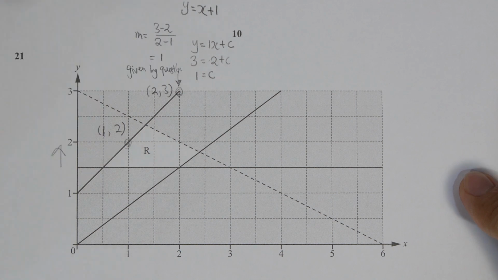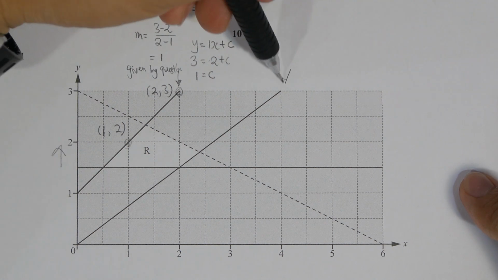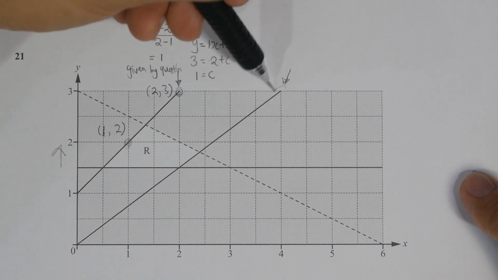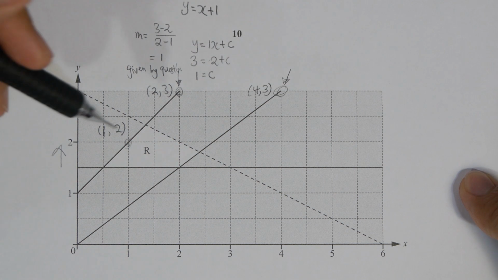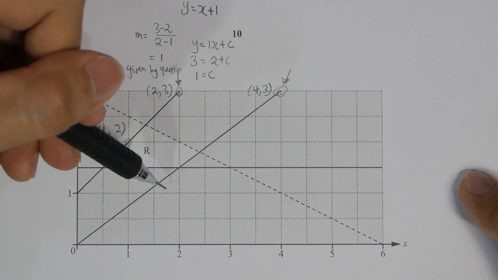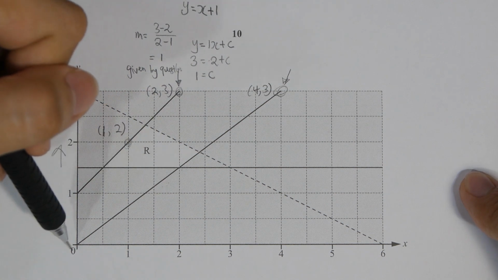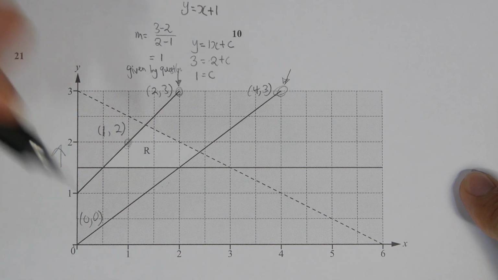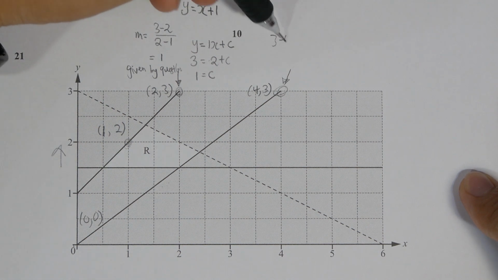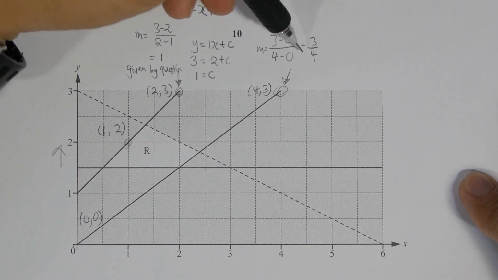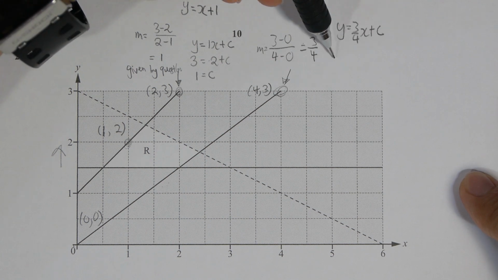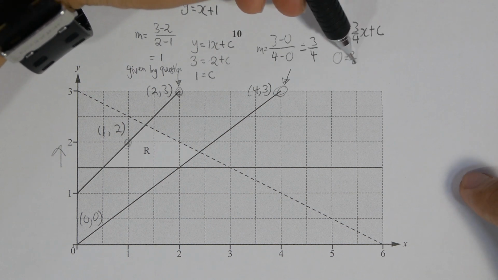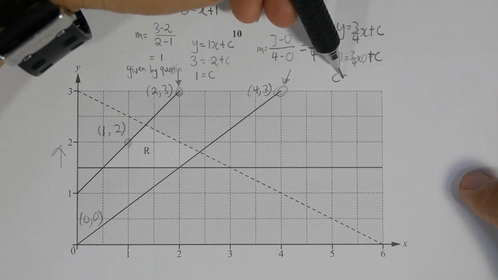Then I move on to the next line. So I've chosen 2 points, which are 4, 3 and 0, 0. And I identified their gradient, which is 3 over 4. So I construct the equation immediately because the y-intercept is actually 0. So the equation will be y equals 3 over 4 x. However, to fulfill the region requirement, it will be y more than or equal to 3 over 4 x.